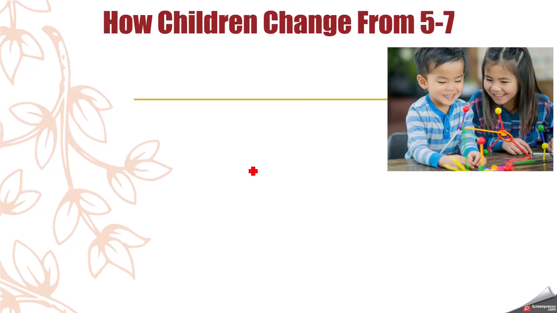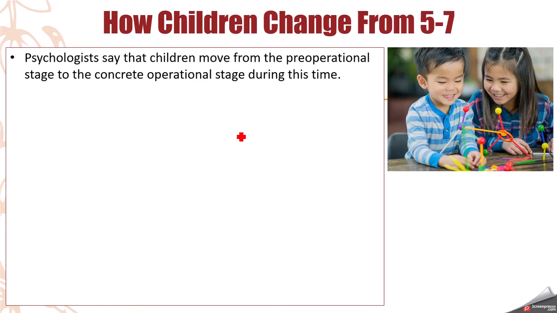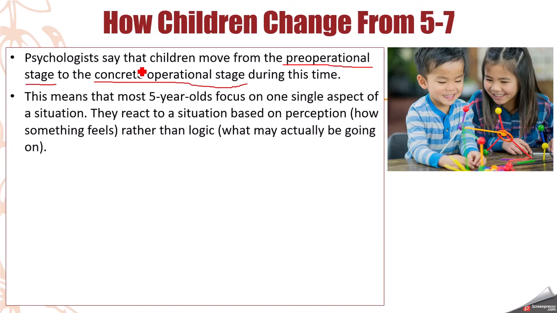So how children change from 5 to 7, just in general. Psychologists say that children move from what's called the pre-operational stage to the concrete operational stage during this time. Now, if you haven't taken a child development course, you're probably wondering, what are those terms and do I need to know them? You don't have to memorize them. I just want to introduce the language that is used by psychologists when they're talking about development.